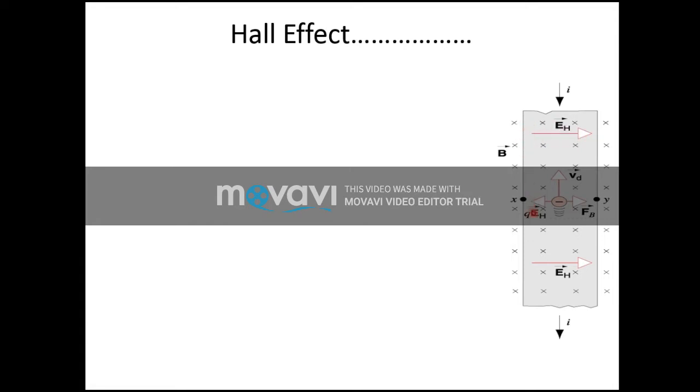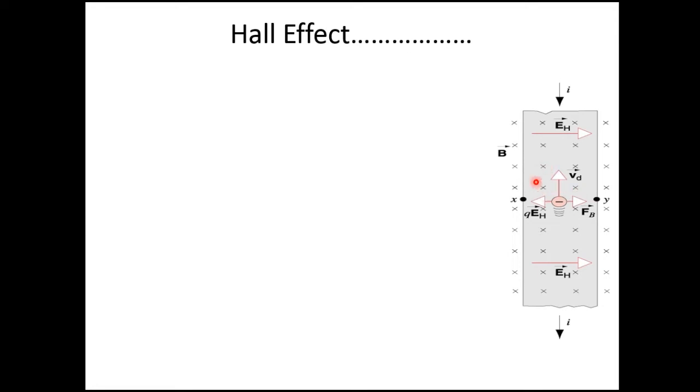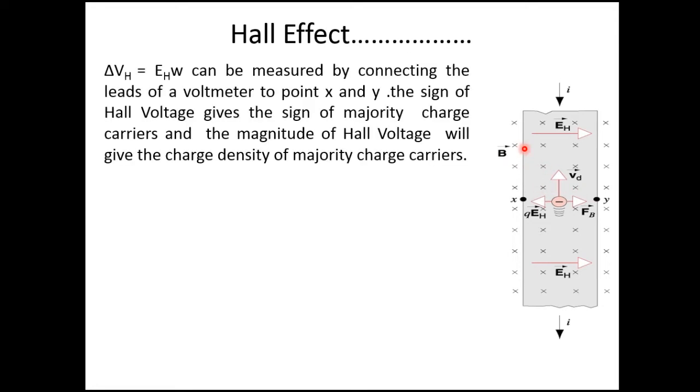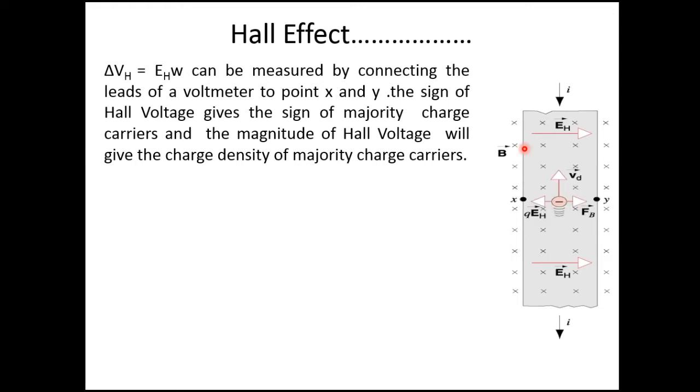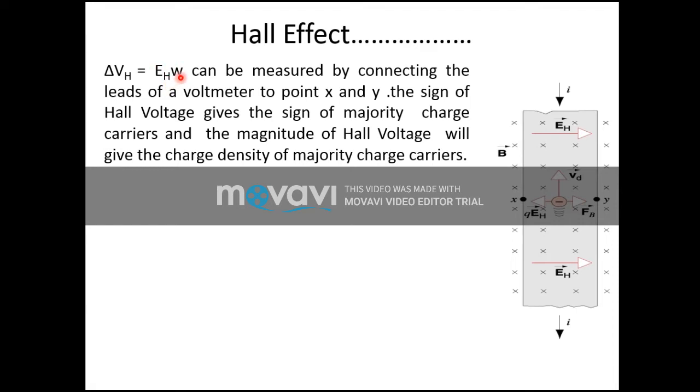You will get the Hall potential difference across these 2 points. Okay, so you know that there is a relationship between potential difference and electric field, and you know that electric field is equal to delta VH, a volt, divided by the distance, so here W is the thickness, which is the distance over here, so EH is equal to delta VH upon W, or you can say delta VH, the Hall potential difference, is equal to EH into W. EH is the Hall electric field, W is the width of the strip. This can be measured by connecting the leads of the voltmeter to a point X and Y.